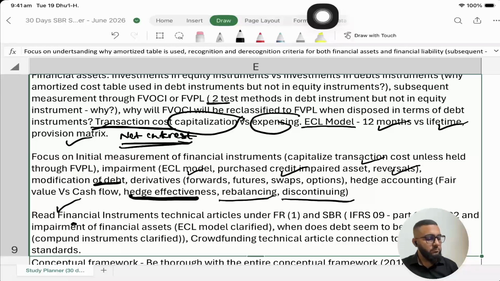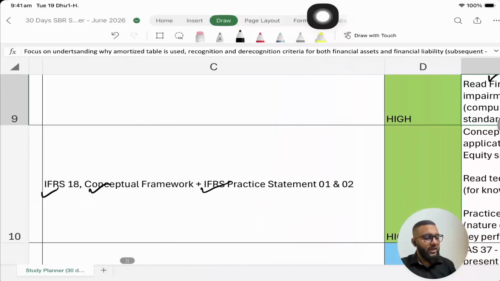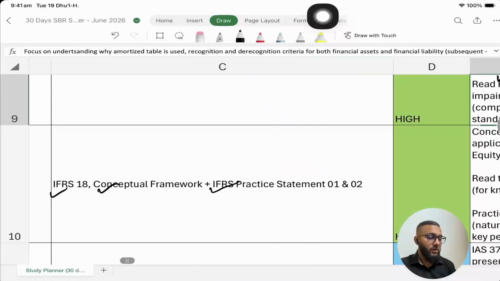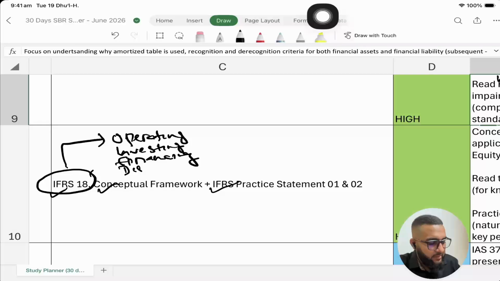All right. Okay. Now moving on to the next day, where we are going to look at the IFRS 18 conceptual framework, IFRS practice statements 1 and 2. Now IFRS 18 is a key change, a key standard. So here you will have to know how you are going to deal with these categories, right? How you are going to deal with these categories.